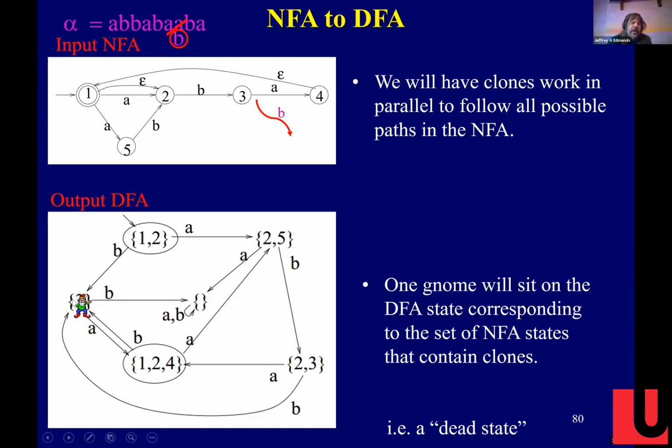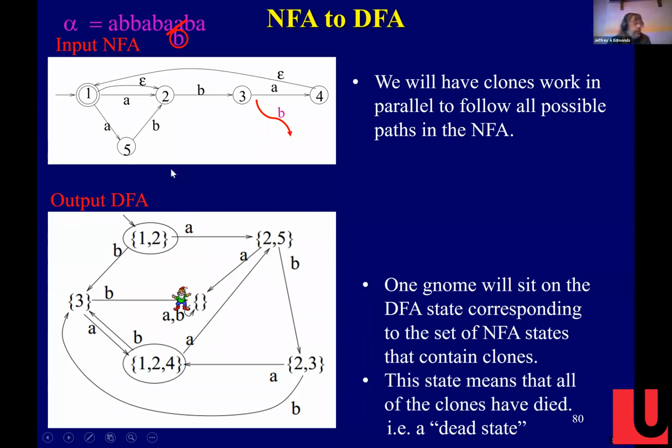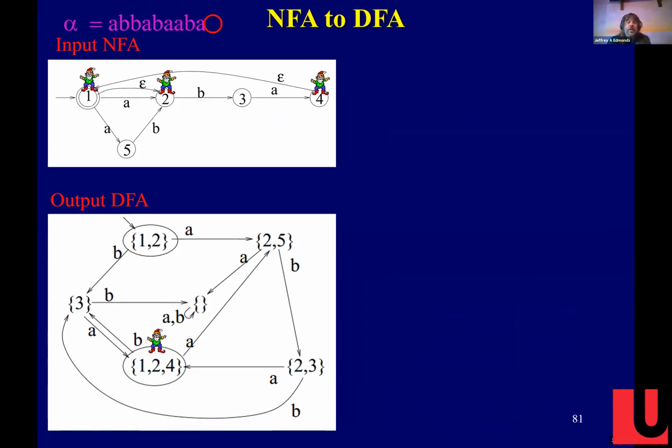So here we have a guy on 3, and if you get a B, what happens? If you only have somebody on 3 and he gets a B, then he dies. So this guy here goes over to the empty set. Why is it the empty set? Because there are no gnomes left, right? This is telling you there are no gnomes. And of course, once there are no gnomes, then we have a little self loop here. You get an A or B, you stay in there. It's a dead state because once all your gnomes are dead, then you're dead.